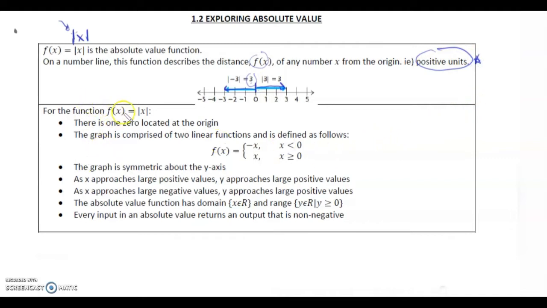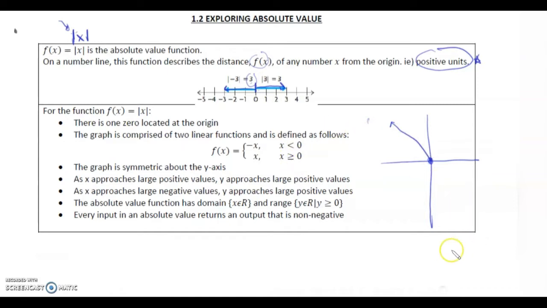So for the function f(x) equals the absolute value of x, here are a couple points. So there is (0, 0) located at the origin. So it's going to be here. And the graph is comprised of two linear functions. So the two linear functions are going to be -x.